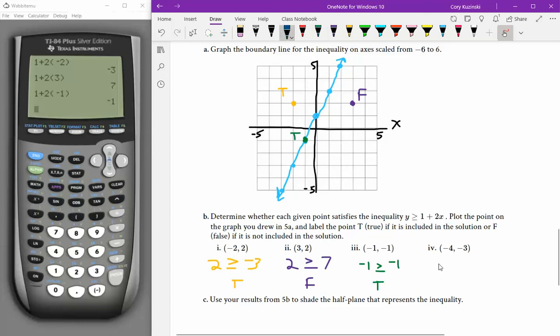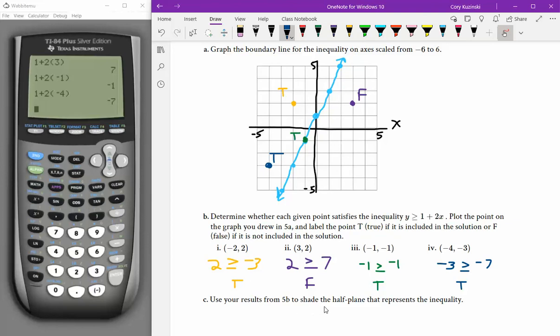One more. We're going to plug negative 3 in for y. Let's plot the point here. 1, 2, 3, 4. 1, 2, 3. Ooh, see, that's above the line. I'm thinking this is going to be a true statement. Let's find out. 1 plus 2 times our x value of negative 4 gives me negative 7. Is negative 3 greater than negative 7? Yes, it is. That's a true statement.